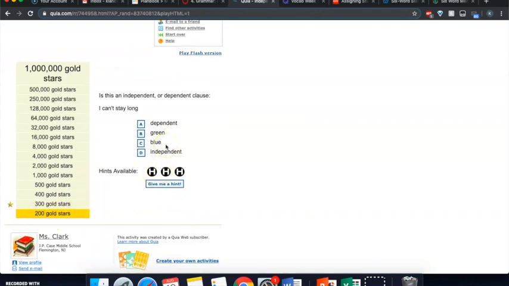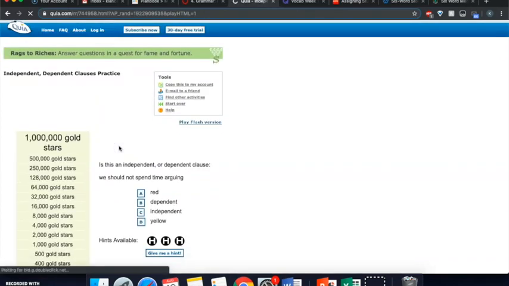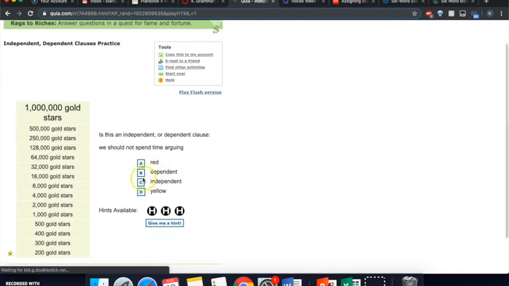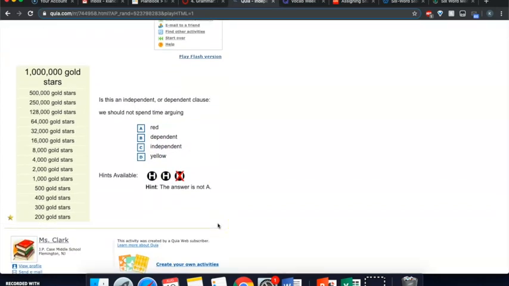Let's say I don't know how to answer the question, whether this is independent or dependent. I can't stay long. I don't know, I'm gonna pick green. Nope, game over. So I gotta start all over again. This time I'm not so confident, so I'm gonna look at a hint. And it gives me a little bit of help with answering it.